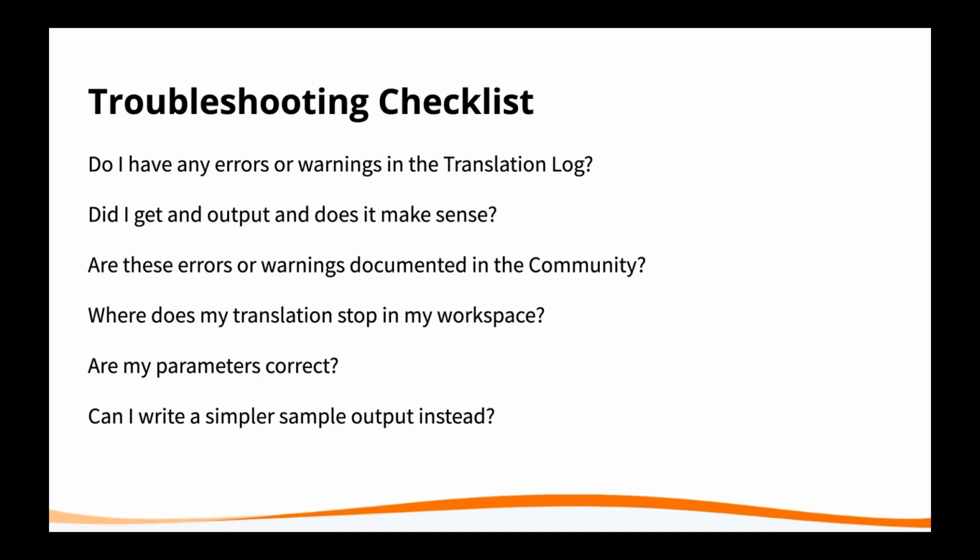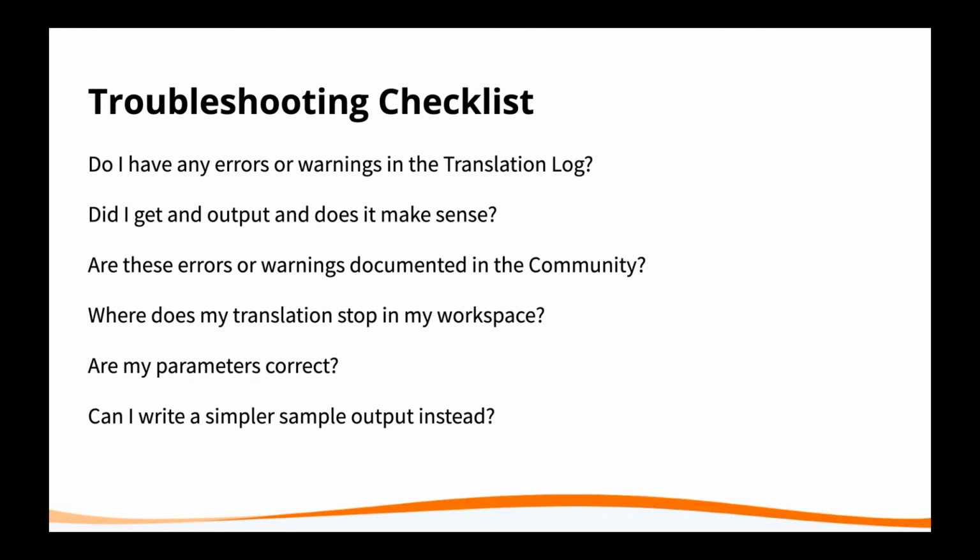Did I get an output and does it make sense? So that comes back to inspecting your output to see whether it came out correctly. Are these warnings or errors documented in the community? Yeah. So that was going back to our resources and taking a look at what's there. And then checking your parameters. And if all else fails, try writing a smaller sample.